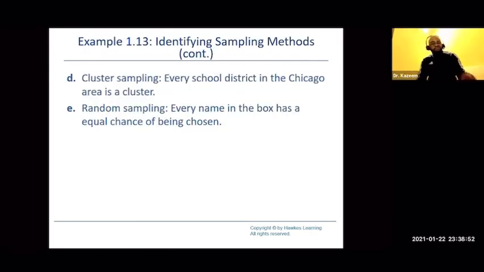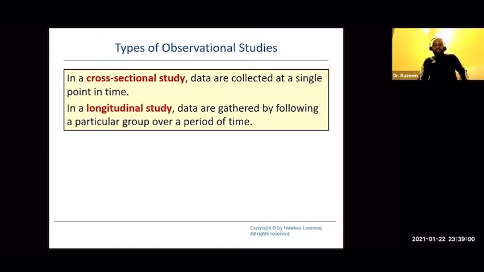Look at that, because every name in the box has an equal chance of being selected. Okay, the next thing that I want to talk about is types of observational studies. Observational studies can be divided into what I call a cross-sectional study and a longitudinal study.